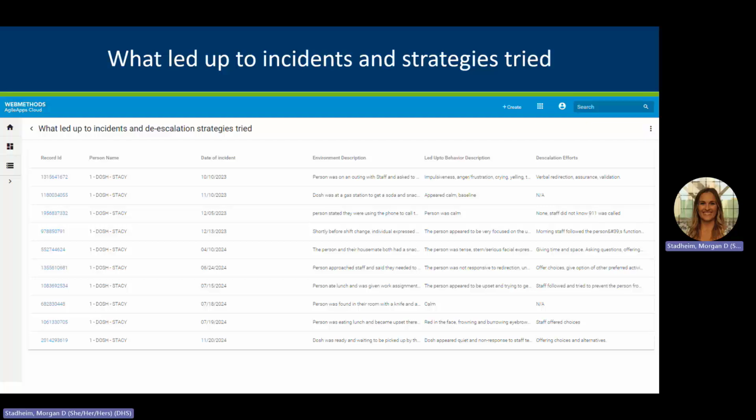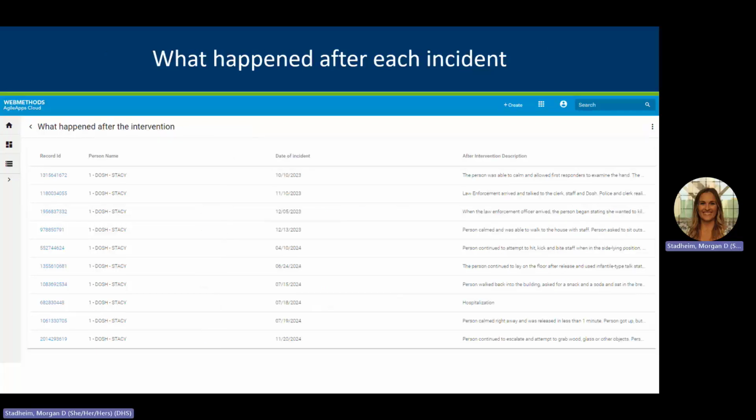When the data is provided, service providers are encouraged to look for patterns in what led to and happened during behavioral incidents. The next report, titled What Happened After Each Incident, might help teams identify patterns of successful strategies that have worked to resolve or end interfering behaviors.